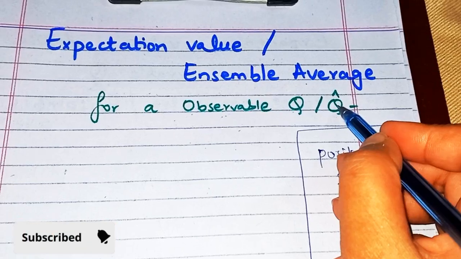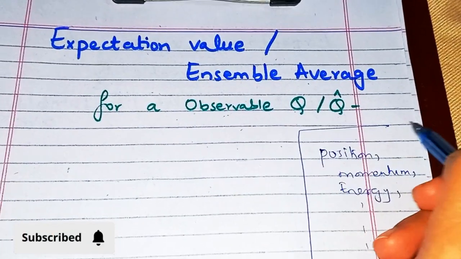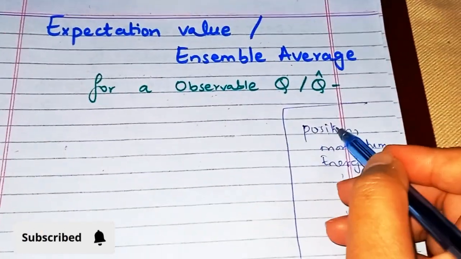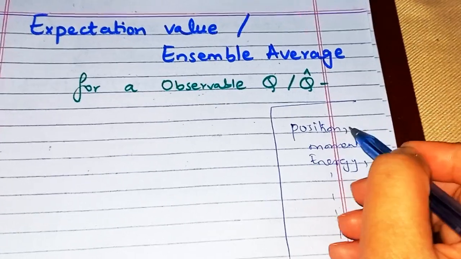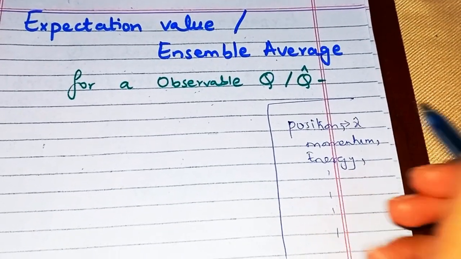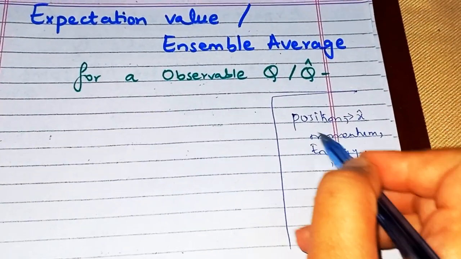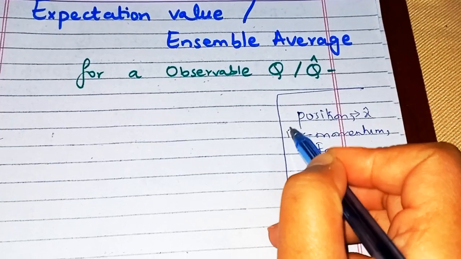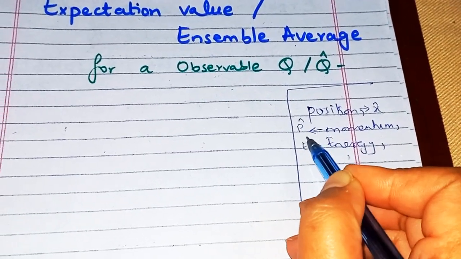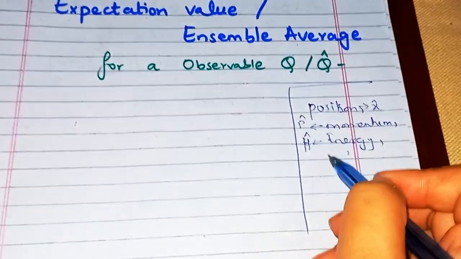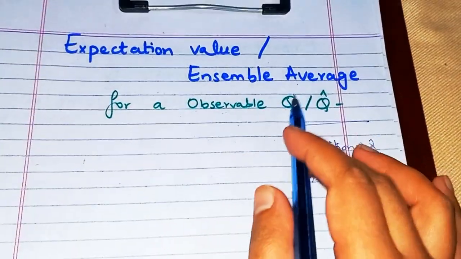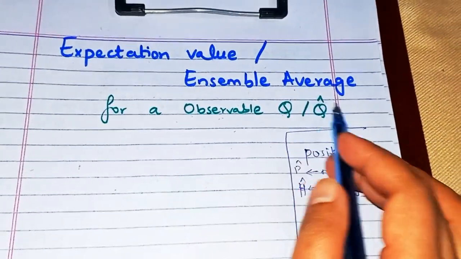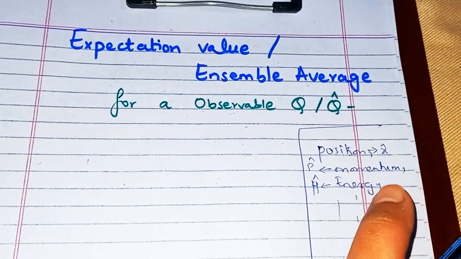Similarly, we have an operator for each observable. For example, if it's position, then its corresponding operator is x bar. If it's momentum, it has some corresponding operator, and if it's energy, it has a corresponding Hamiltonian operator, and so on. So we have an observable and we have a corresponding operator for each observable.